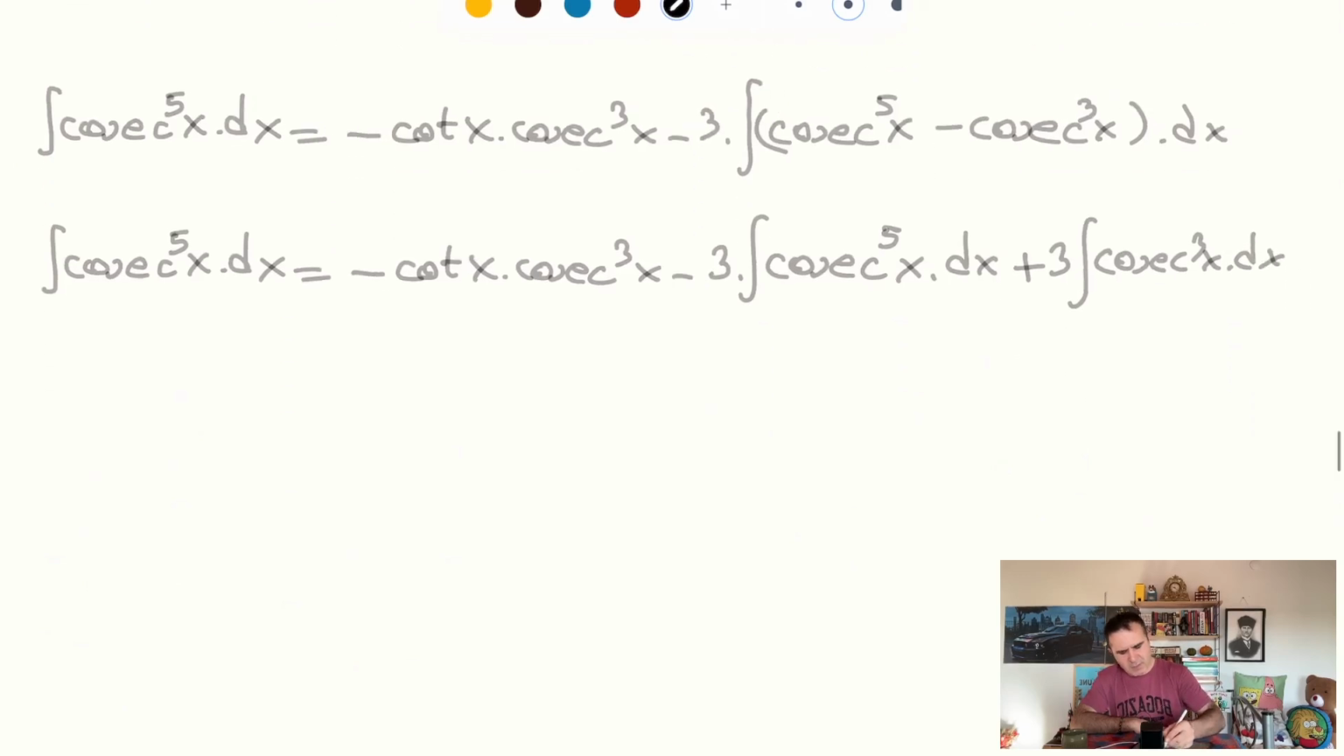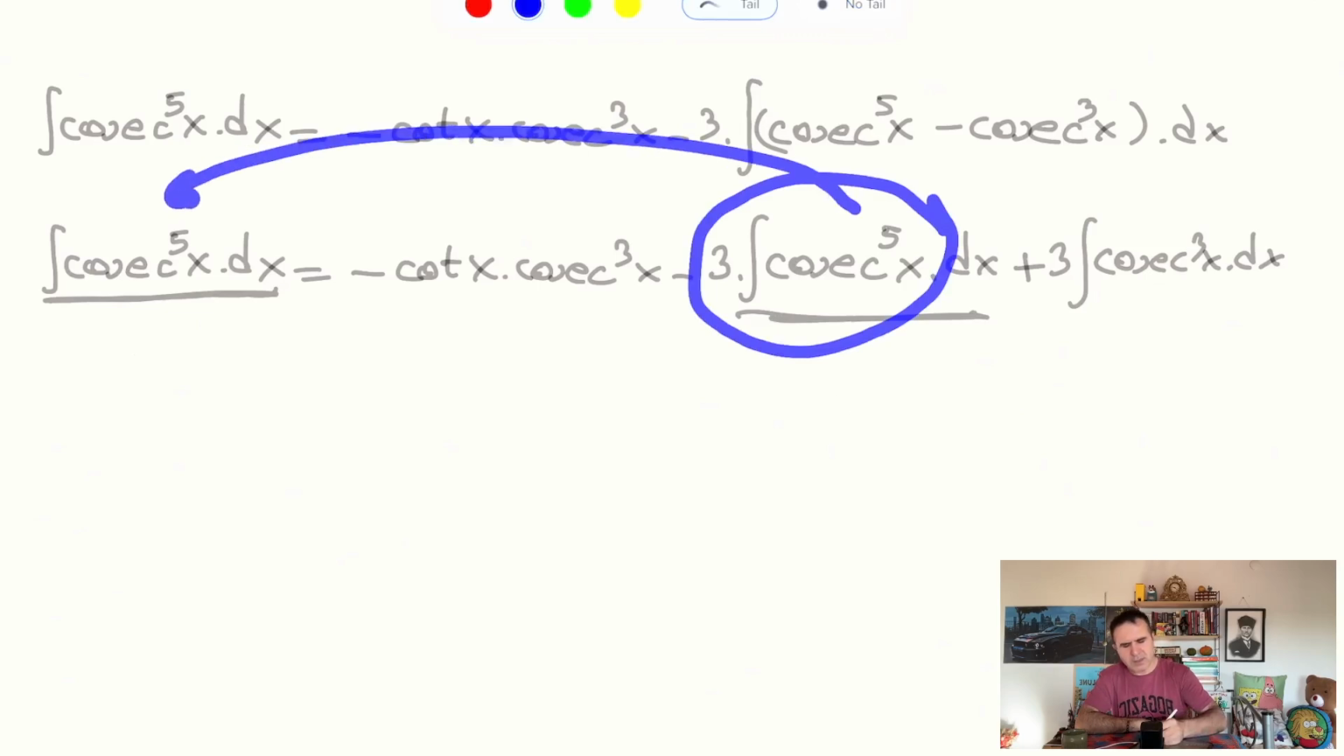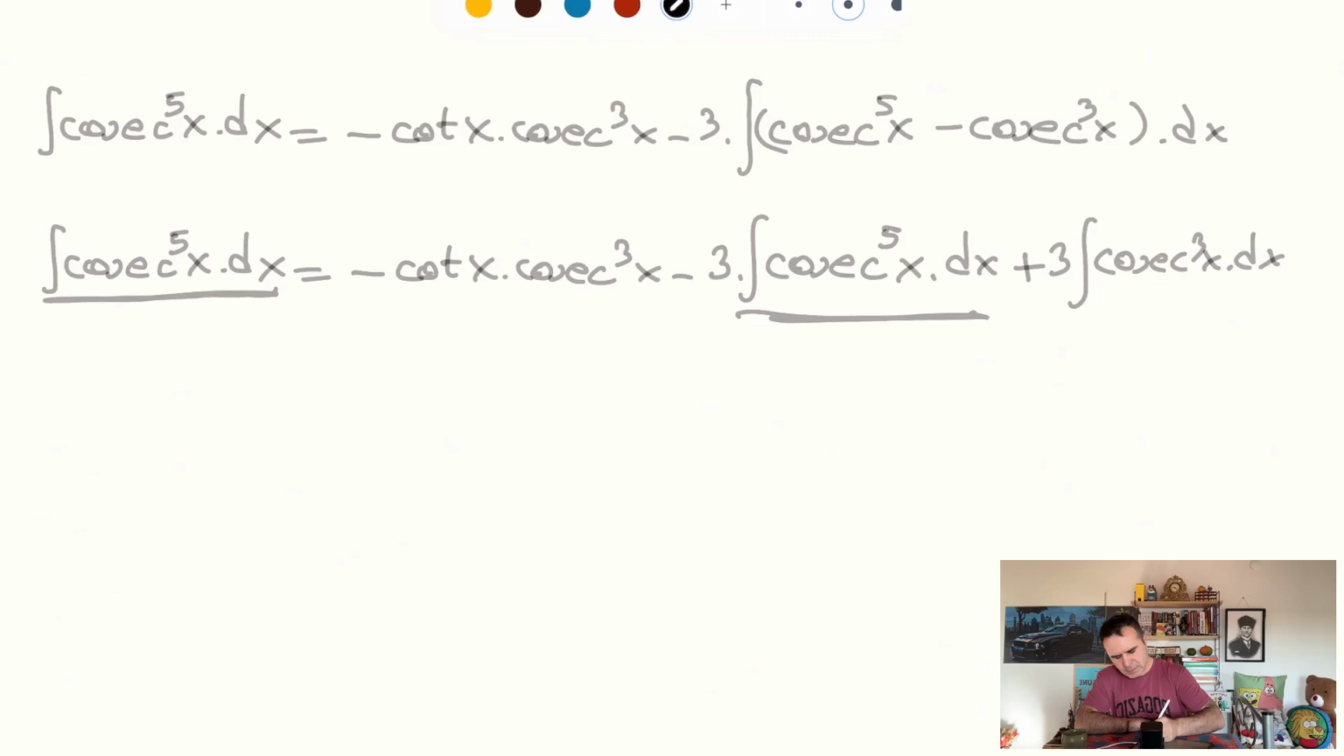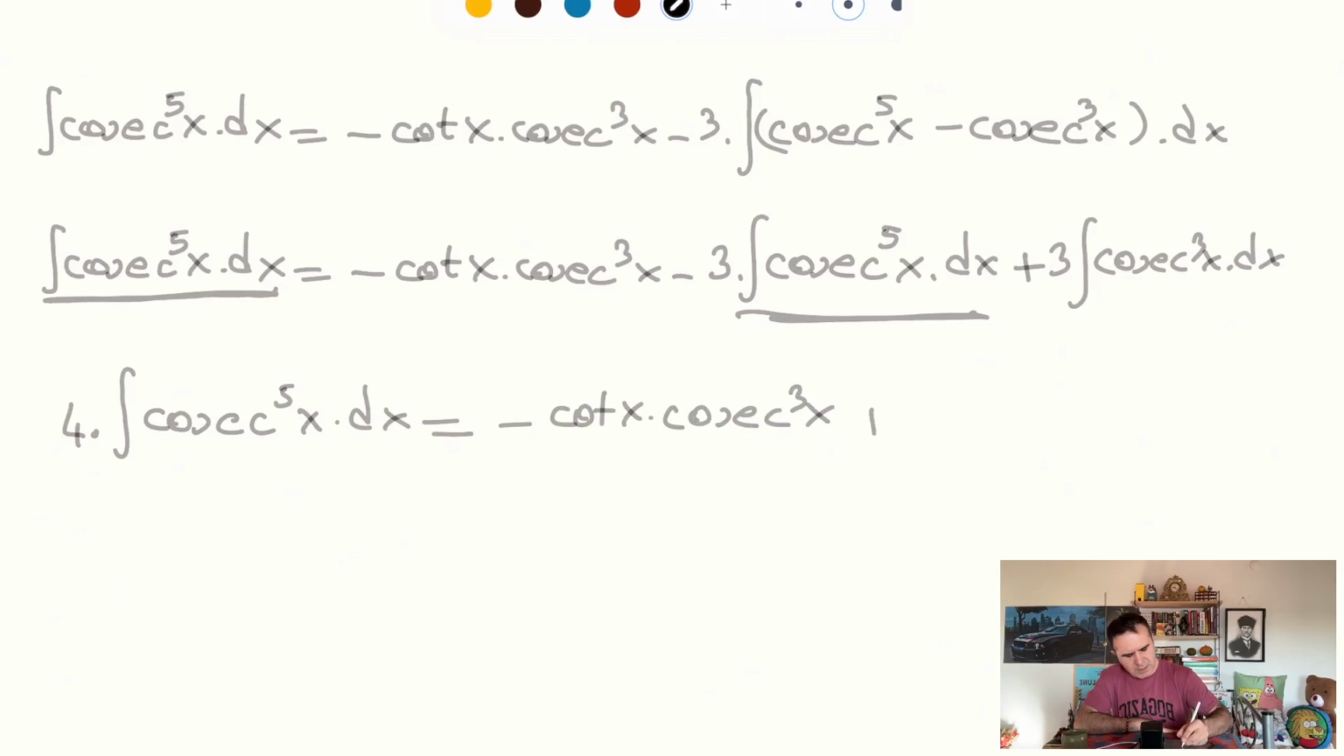Since we have cosecant to the power of 5x here and cosecant to the power of 5x here, I will take this one to the left side. 4 times the integral of cosecant to the power of 5x dx will be equal to minus cotangent x times cosecant cube x plus 3 times the integral of cosecant cube x dx.